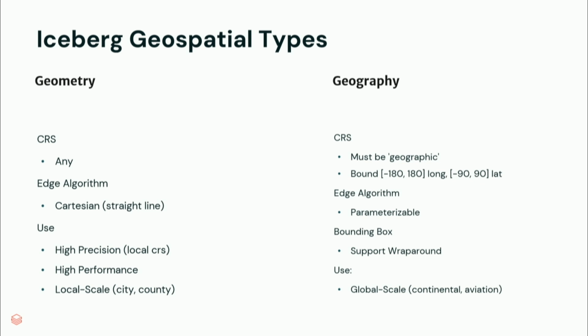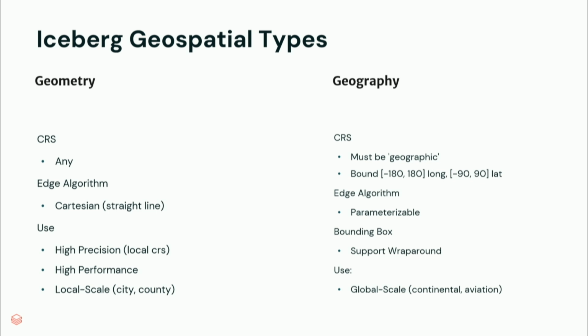The linear edge interpolation is always faster for a computer to calculate than a spherical one. And it's usually fine if you're working with local data in a city or a county, because you don't have these edges that you need to model based on the sphere of the Earth. But on the other hand, if you do, then you can use the geography type. There you can use any of the supported edge interpolation algorithms. You're limited though: the CRS has to be a world-spanning CRS.